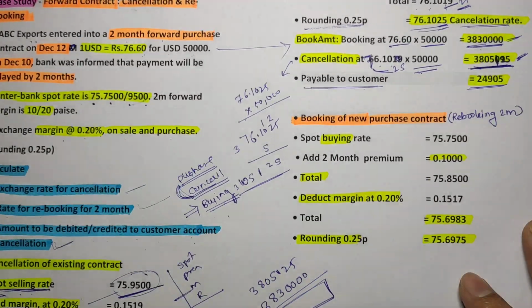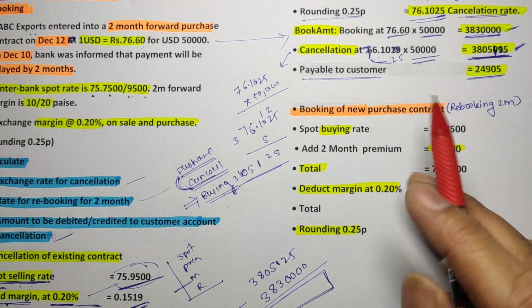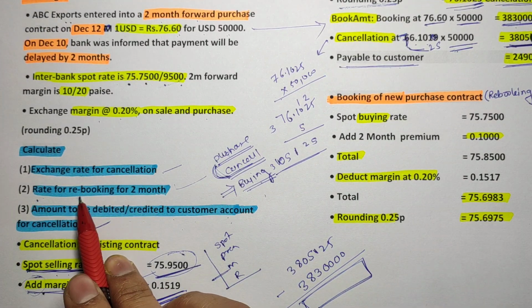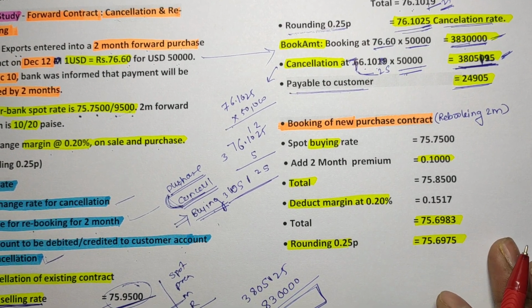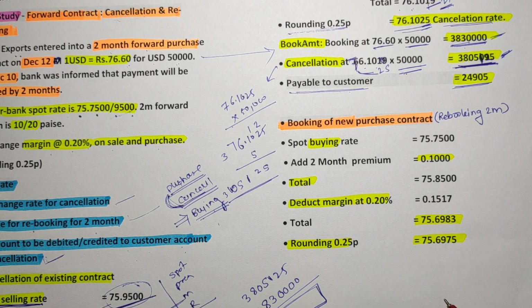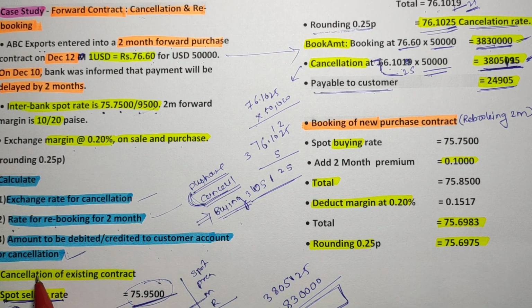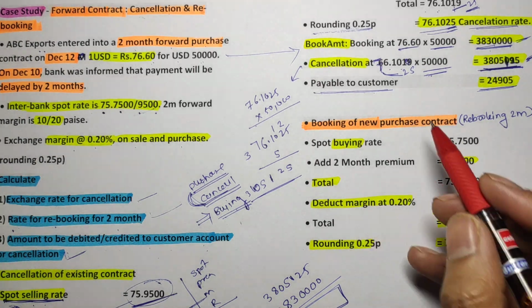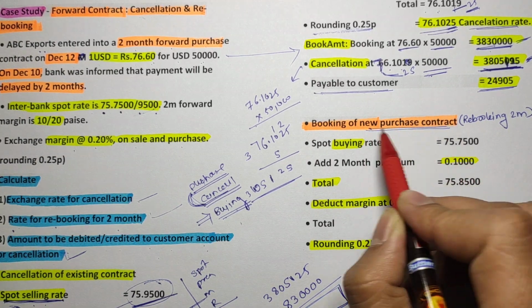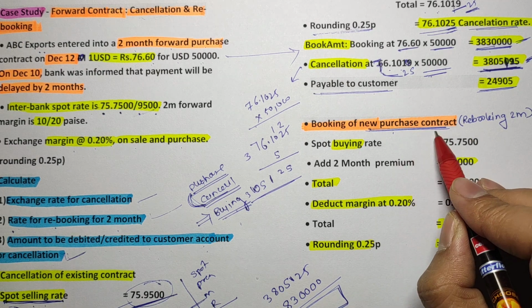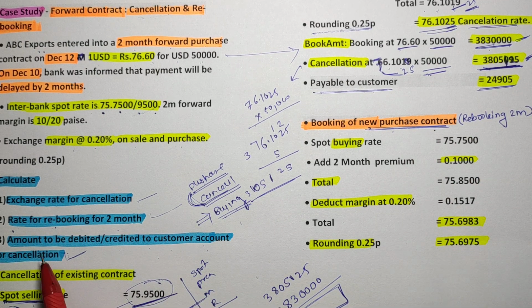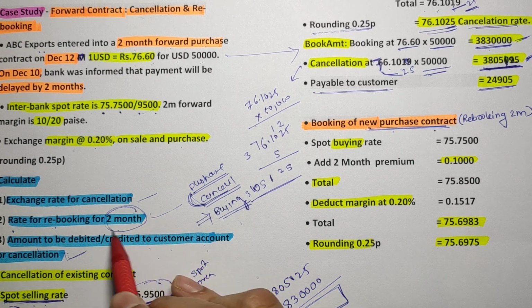Okay, now the next case. Next is the rate for the rebooking for 2 months. So we have to find the rate for the booking for the 2 months. That means again we are entering a new purchase contract. The customer is entering a new purchase contract. Purchase is nothing but the buying case. And in the example they have said that the amount is to be rebooked for 2 months.